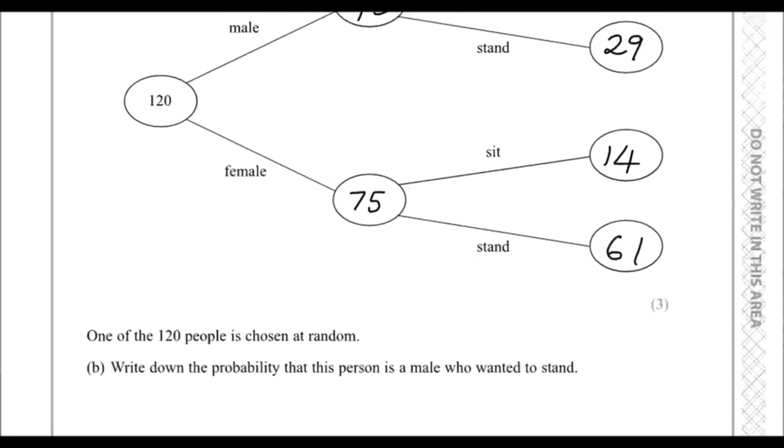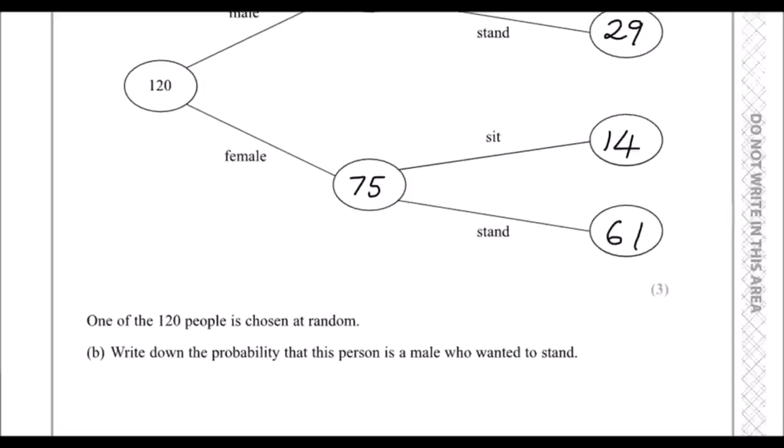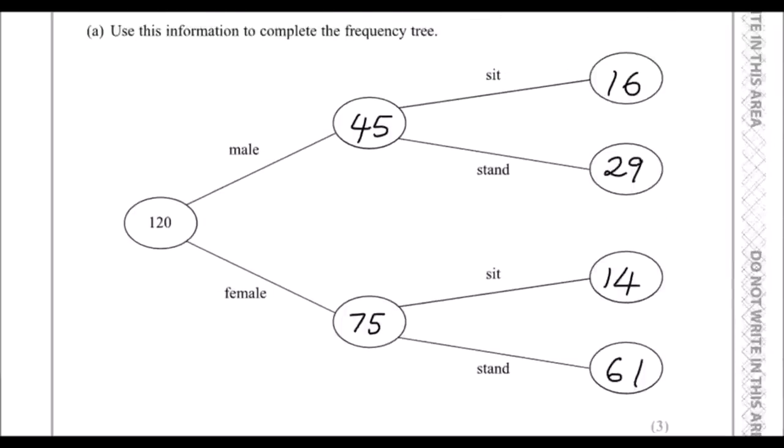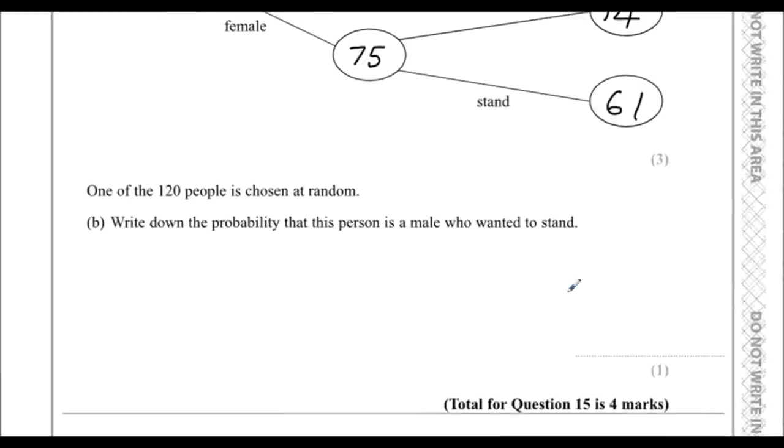One of the people is chosen at random. Write down the probability that they're a male who wanted to stand. So there are 29 of them out of 120 in total. So it's probability. We can write it as a fraction, a decimal, or a percentage. It's 29 out of 120, so we're going to write it as a fraction.